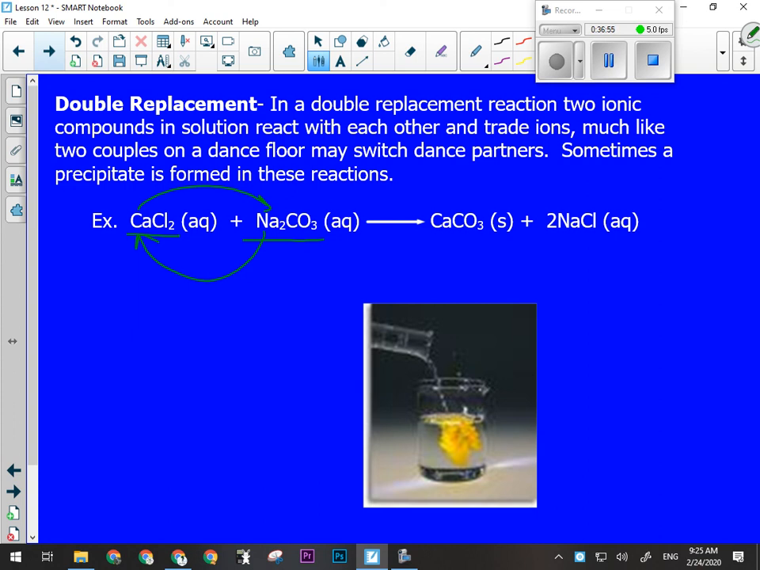And done. This reaction actually produces a precipitate. It starts out as 2 solutions and produces a precipitate. Calcium carbonate is chalk. It's not soluble in water. Everybody all right with that one? I'm going to write another one up here, and we're going to look at some balancing stuff.